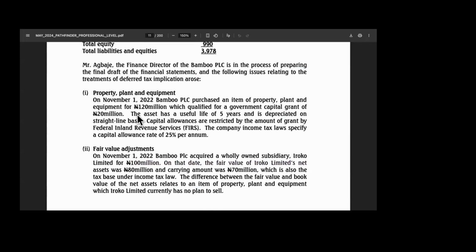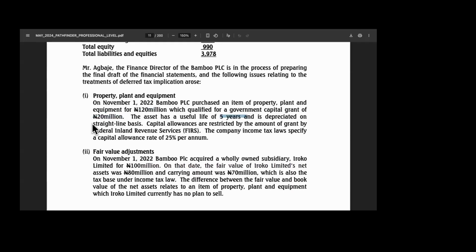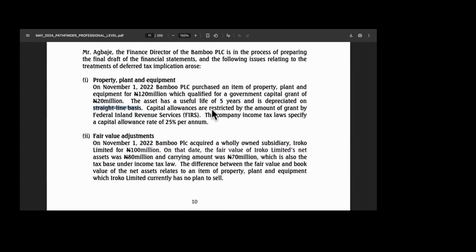So number one is PPE. It says that on 1st November 2022, Bamboo purchased an item of PPE for 120 million, which qualified for a government capital grant of 20 million. The asset has a useful life of 5 years and is depreciated on a straight line basis. Capital allowances are restricted by the amount of grants. The company income tax laws specify a capital allowance rate of 25%. So of course, you know that you need to get the carrying amount and the tax base, and this one seems quite straightforward.